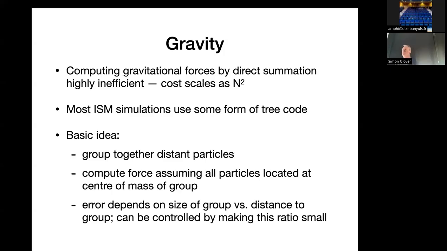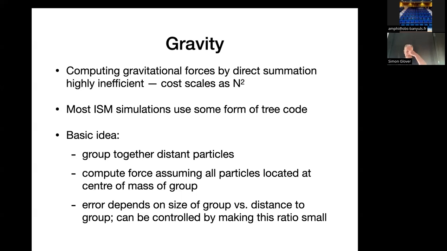And the most common way to do this is with what's called a tree code. The basic idea is that you group together particles or fluid elements which are a long way away and treat them all as if they were in the same position. So for that whole group of elements, you just have to do one calculation. And then you only do the individual direct summation for things that are very close to you.